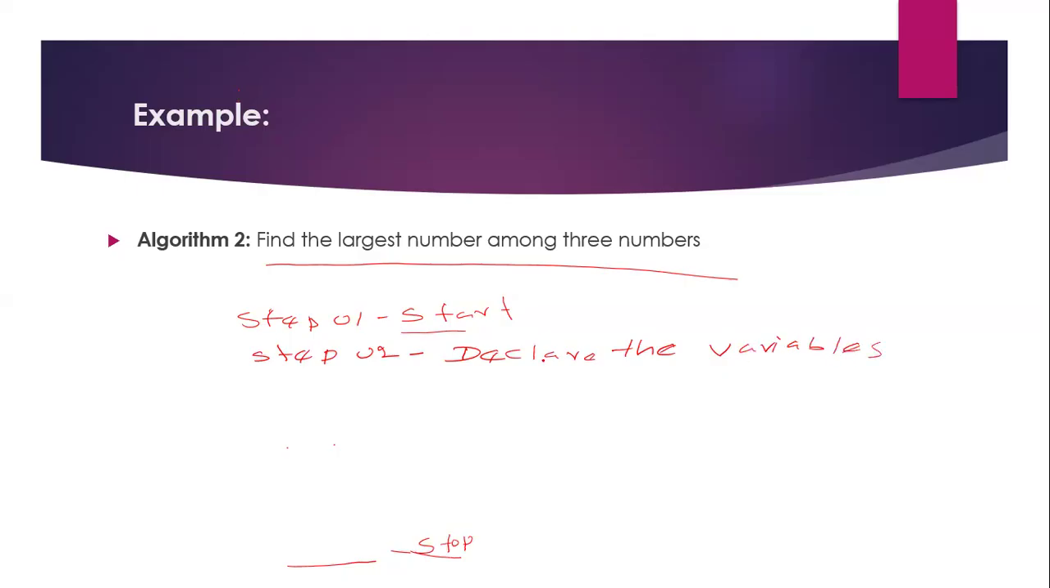Okay. Let's see, what are the variables I want? I want just three numbers. Comparing these three numbers, I can decide the largest number. Do I want a place to store the largest number? No, I don't need it, because the largest number is also the value from these three numbers. So I don't need to give a place for the largest number in memory.